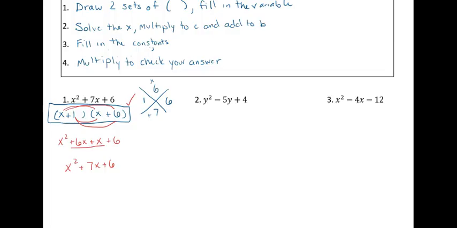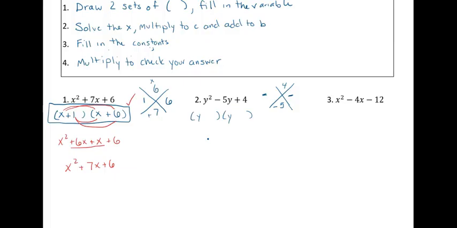All right, let's look at a second example. This time it's y. So I'm going to have y here, and in my second set of parentheses, another y. I'm looking for two numbers that when I multiply them, the answer is 4. When I add them, the answer is -5. If I'm adding numbers together and get a negative number as an answer, that means at least one of my numbers has to be negative. But if I multiply a negative times a positive, that's going to give me a negative number, and I need a positive number. So that tells me that both of my numbers have to be negative.